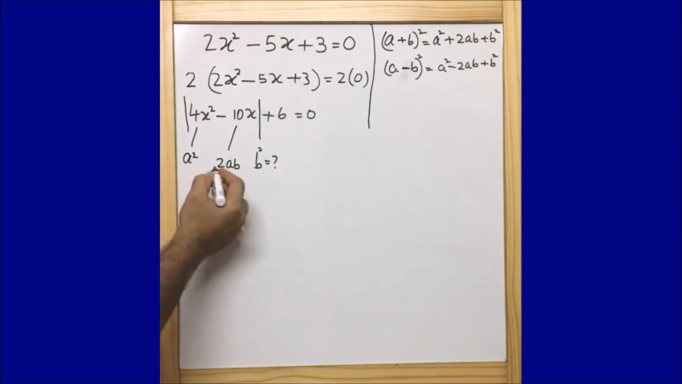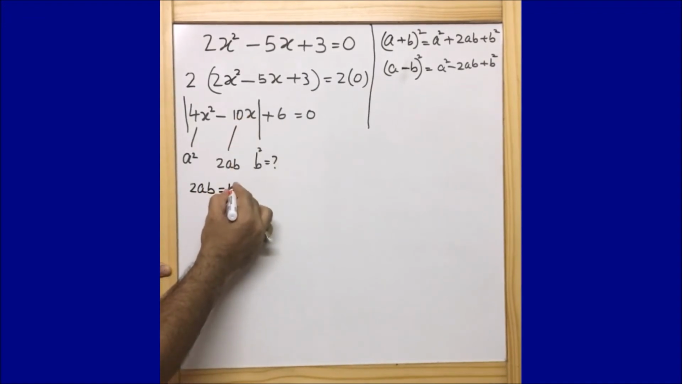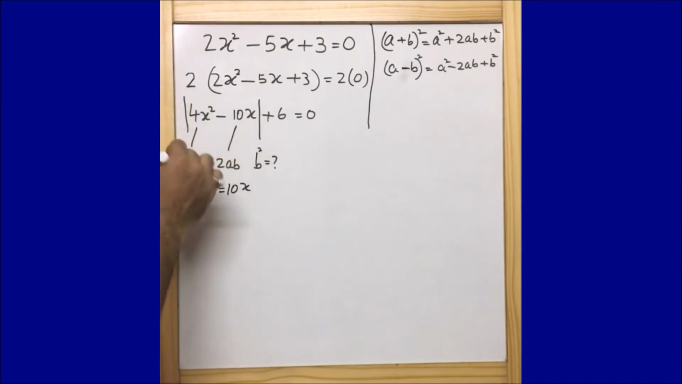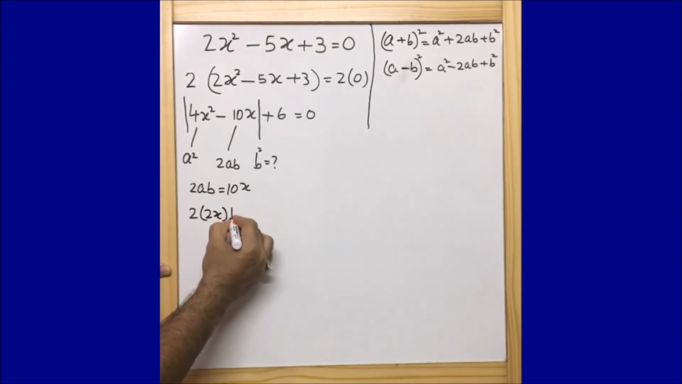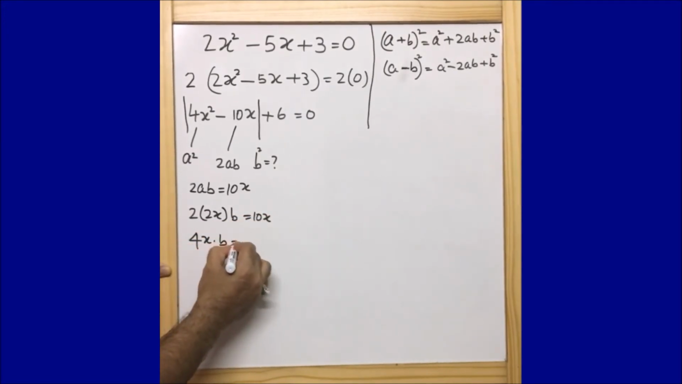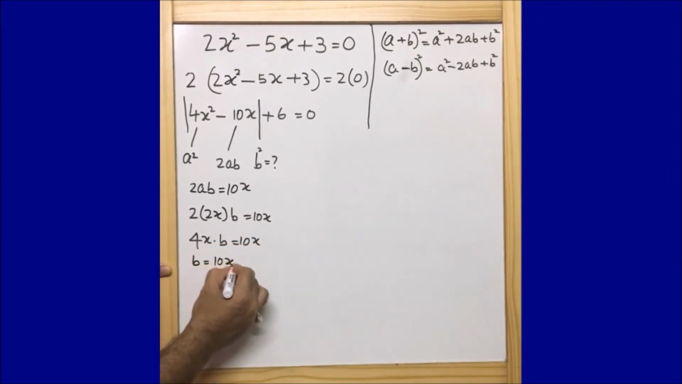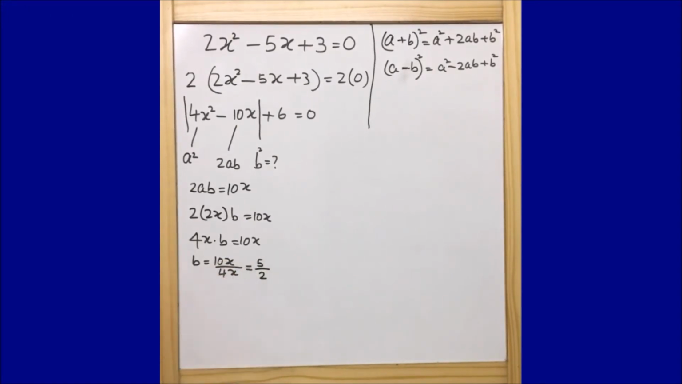So let us see. Now 2ab, as I told you, is equal to 10x. Here a square is equal to 4x squared, so a is equal to 2x. Instead of a, I am taking 2x here, and we are going to find b. 4x into b is equal to 10x, so b is equal to 10x by 4x. 2 5s are 10, 2 2s are 4, and this x also cancels off.